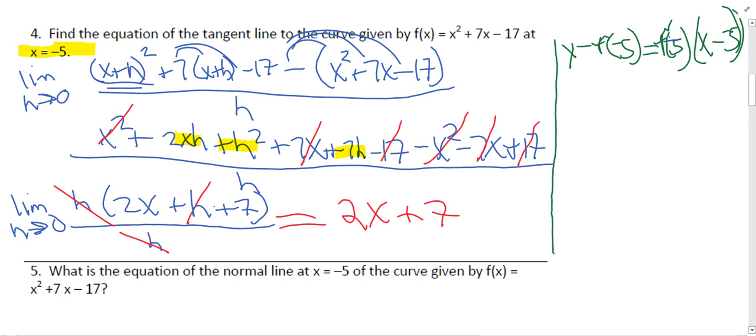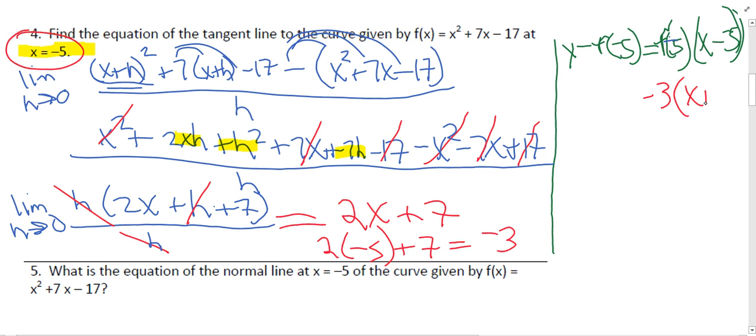And now we're simply going to plug in what we're interested in, which is negative 5. So we have 2 times that negative 5 plus 7, which of course would equal negative 10 plus 7. We have a negative 3 for our slope value. Okay, so that takes care of this slope in our equation, and of course that's x plus 5.